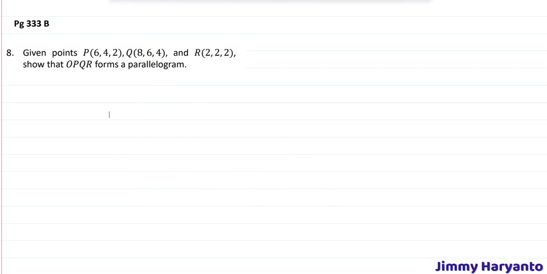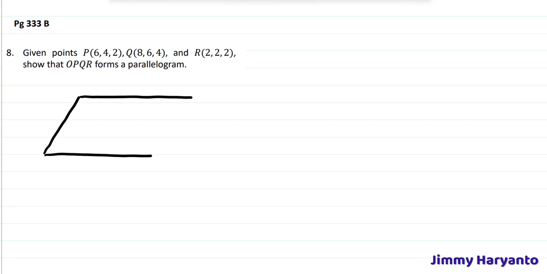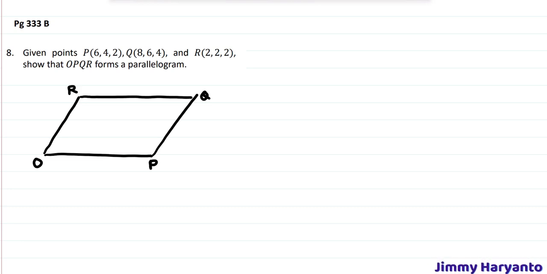Next, still on page 333b, given the points P, Q, and R, show that O, P, Q, R forms a parallelogram. Okay, so to show that the shape is a parallelogram, we have to know the characteristics of a parallelogram. Let's say this one is O, this one is P, and then Q, and then R. That means OR has to be parallel with PQ, right?